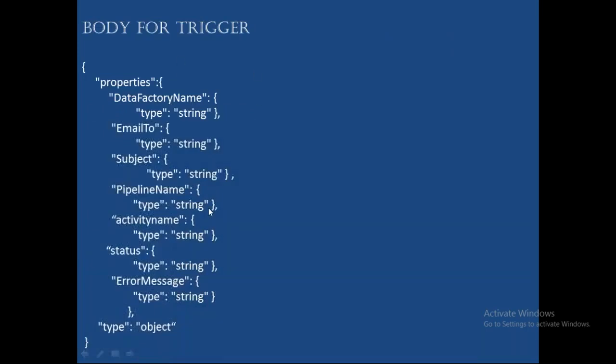Now in the same way, I want to send a notification whether it has succeeded or not. So what information I want to use in my logic app is data factory name, email to, subject, pipeline name, activity name, status, error message, something like that. You need to put all these in my properties. All these values I want to send in my mail.